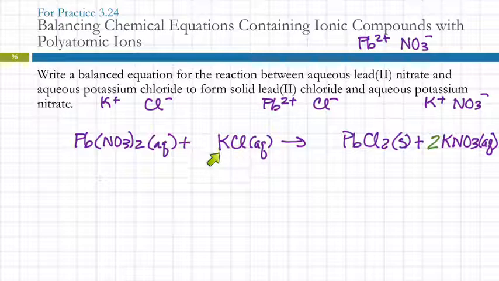Then I'm going to go over here, potassium. I have 2 potassiums. So then I need to put a 2 in front of this one, for 2 potassiums. And now I've got 2 chlorines, and over here, 2 chlorines. That last one kind of took care of itself. Any questions?